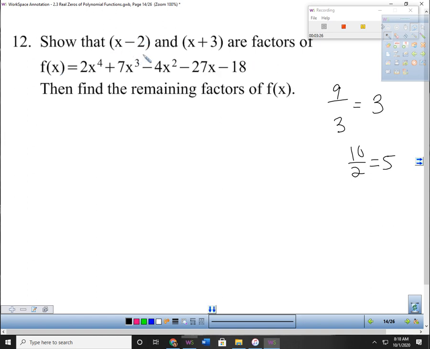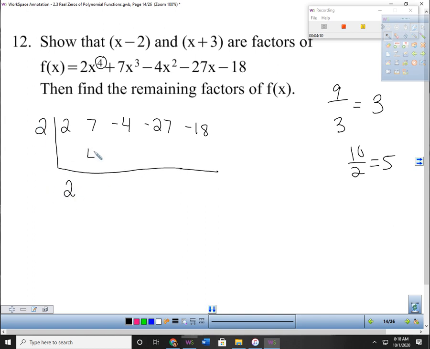Well, since this is just x minus 2 and x plus 3, I can use synthetic division, and as long as I get a remainder of 0, then it shows that it divides evenly, right? So if I were to set the x minus 2 equal to 0, that would give me a positive 2. And then I'm starting with x to the fourth, so I should have an x to the third, x to the second, x to the first, and then a term without the x. So I've got 2, 7, -4, -27, and -18. So I'm going to drop down this 2 and multiply.